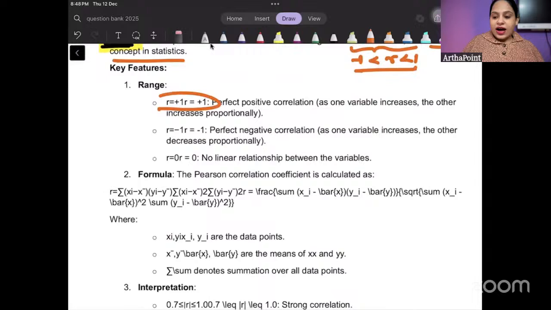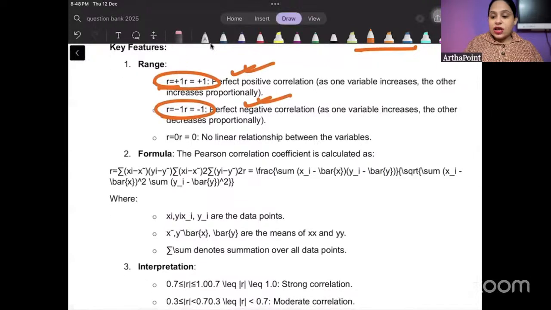So when you have R equal to 1, it is perfect positive correlation. R equal to -1, perfect negative correlation. R equal to 0 does not mean no correlation. R equal to 0 means no linear correlation. It just means no linear correlation.